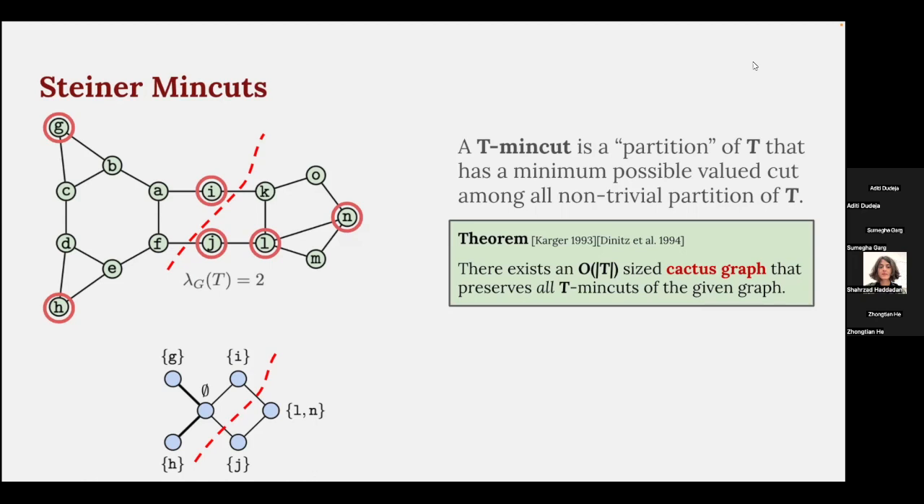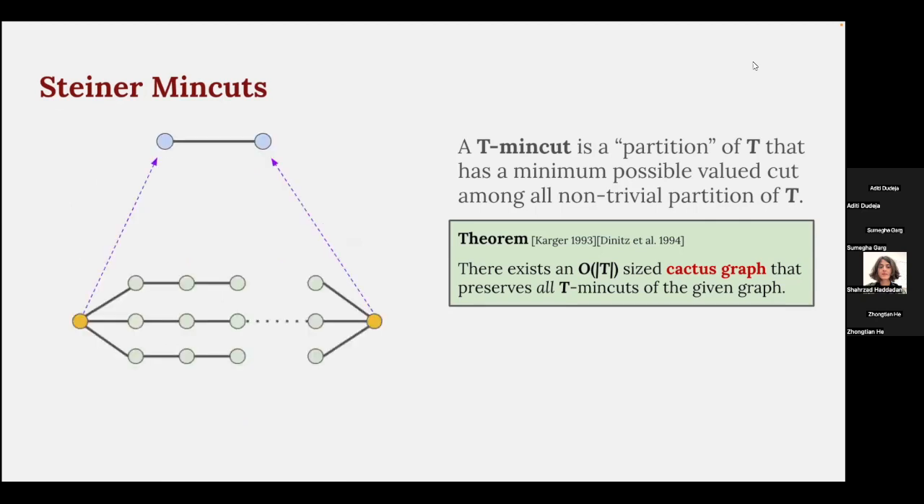And there is a theorem that says there exists a linear sized Cactus graph, linear in the size of the terminal set, such that it preserves all the T mincuts. So in this case, there exists this Cactus graph, and it preserves all the Steiner mincuts, like the singleton and this one and so on and so forth. So it preserves all the mincuts.